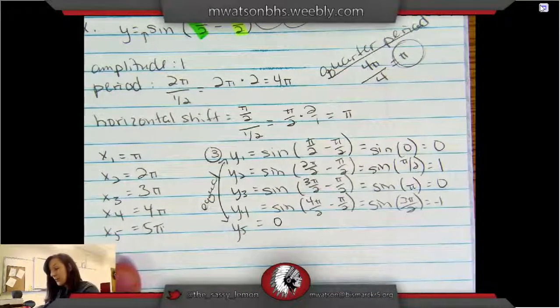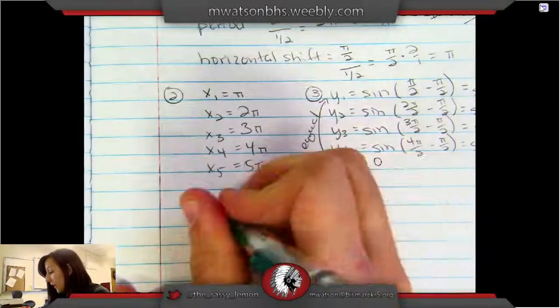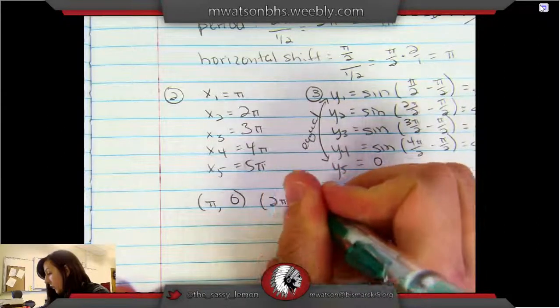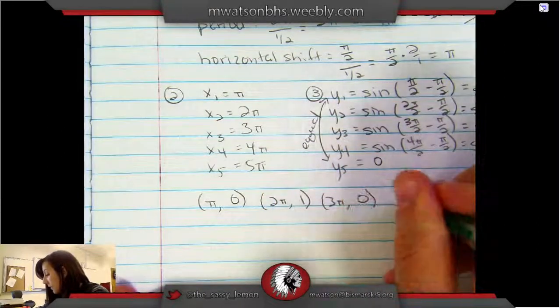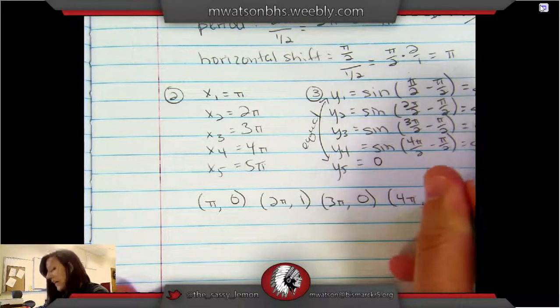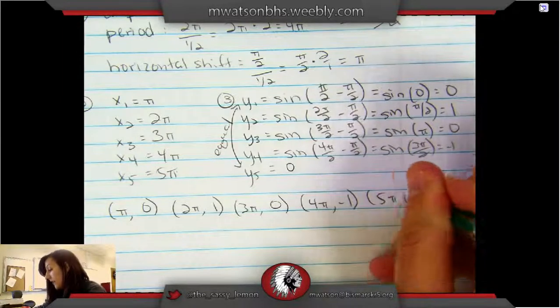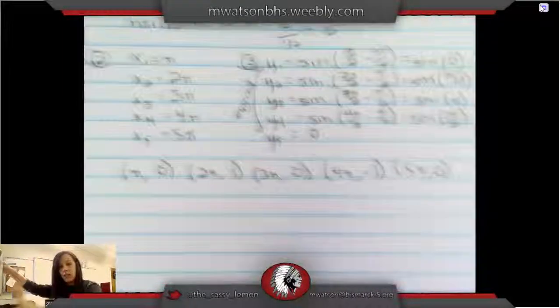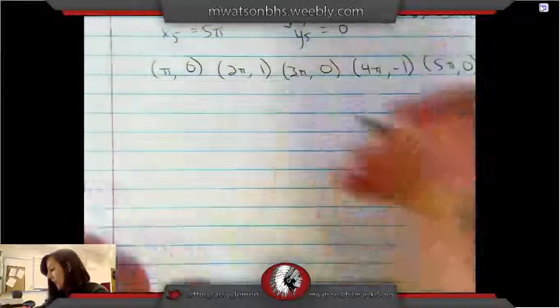Now that we've got those, we can write our coordinates. So our coordinates for our graph are going to be pi comma 0, 2 pi comma 1, 3 pi comma 0, 4 pi comma negative 1, and 5 pi comma 0. Now I just have to graph those. So if we go down, got about a half a page left, we're going to create our graph.